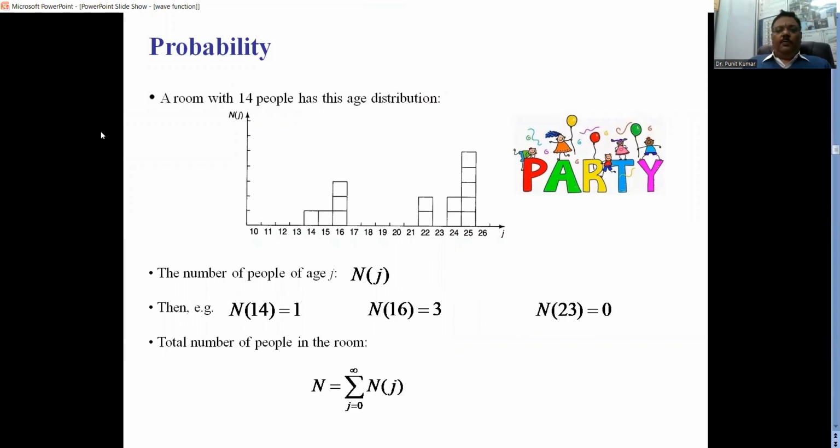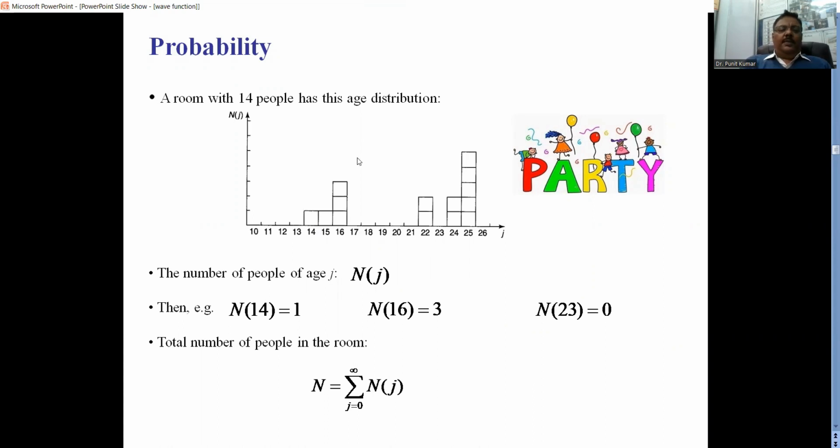We have a group of 14 people whose ages lie between 10 and 26 years. And we denote the number of people having a particular age, small j, as capital N. So capital N_j is the number of people whose age is small j.